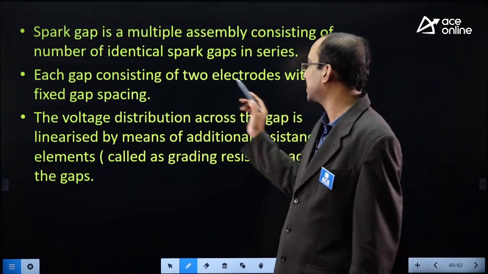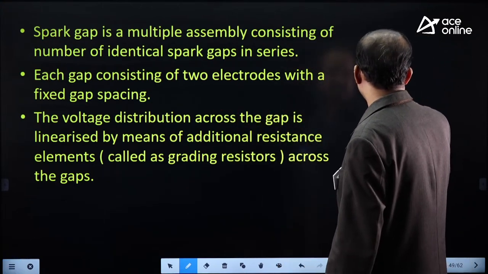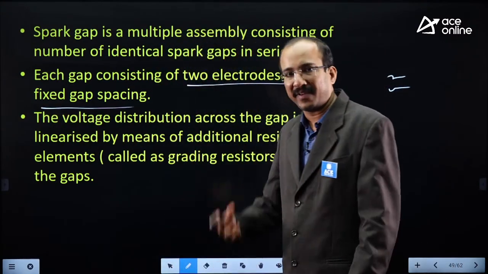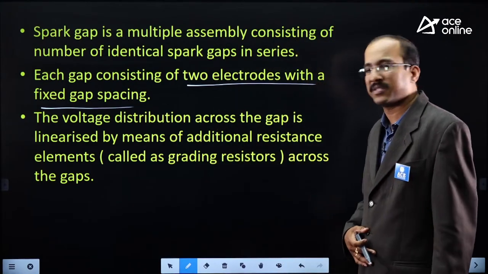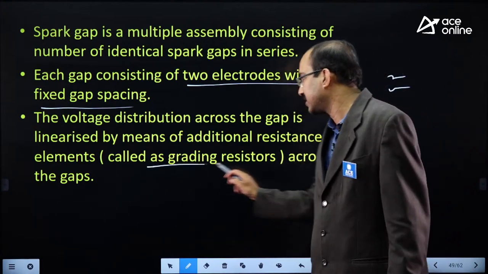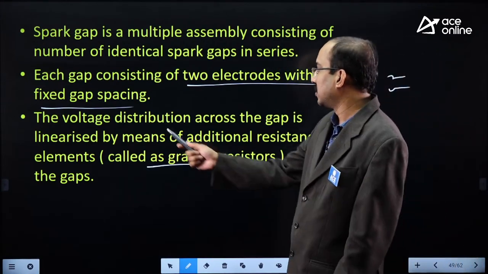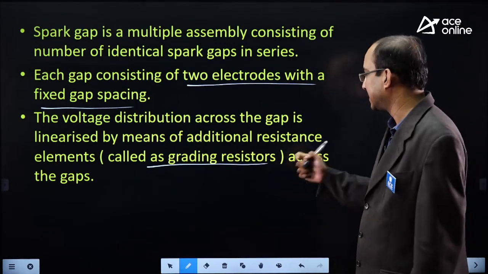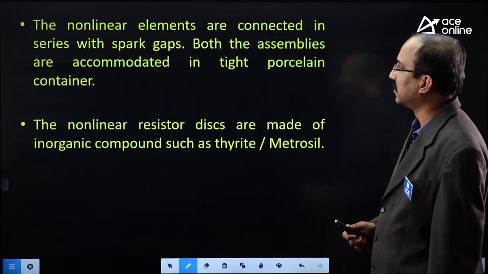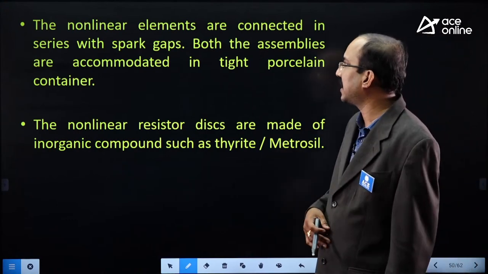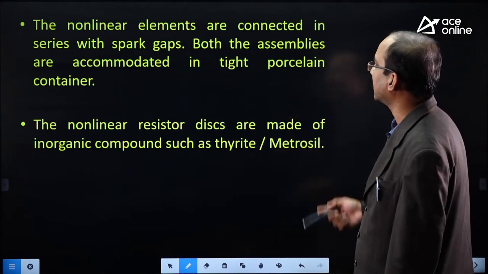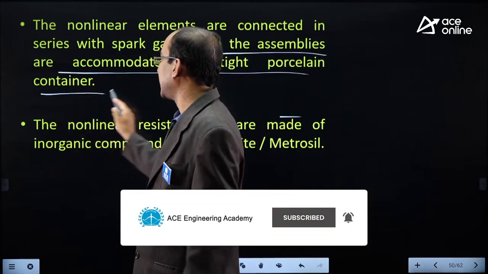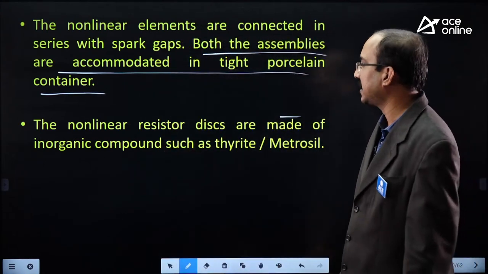If you observe the spark gap, there will be two electrodes like this, with a fixed gap spacing. Between the spark gaps, the voltage distribution is linearized by using grading resistors. Why are the grading resistors used here? The voltage distribution across the gap is to be linearized by using grading resistors across the gaps. Here the nonlinear elements are connected in series with these spark gaps. Both the assemblies are accommodated in a tight porcelain container.